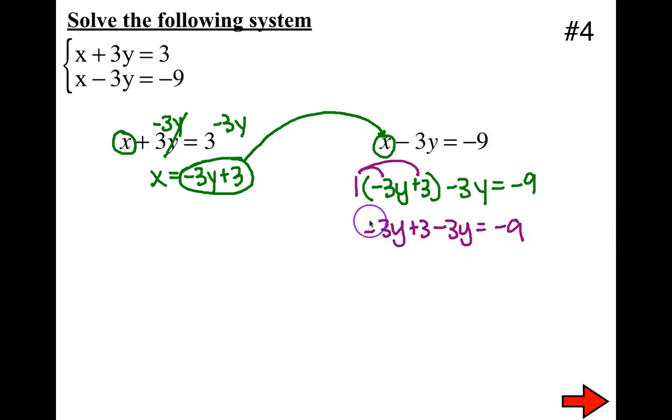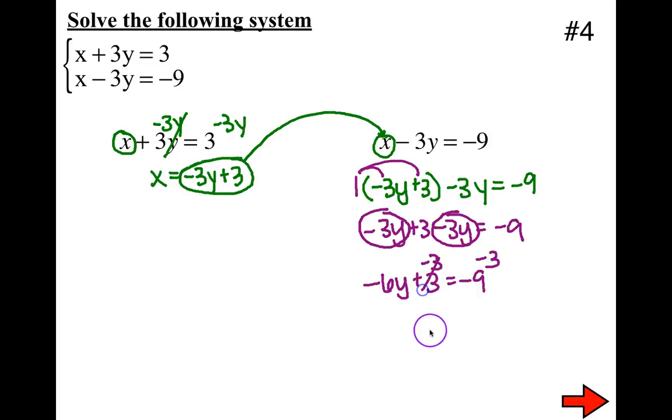So here, what I'm going to do now is combine like terms. So I'm combining a negative 3y with another negative 3y, which leaves me with negative 6y plus 3 equals negative 9. Here, subtract 3 from both sides to get rid of the constant, leaving me with negative 6y equals negative 12. Simply divide both sides by negative 6. And the negatives cancel each other out here, leaving me with y equals 2.